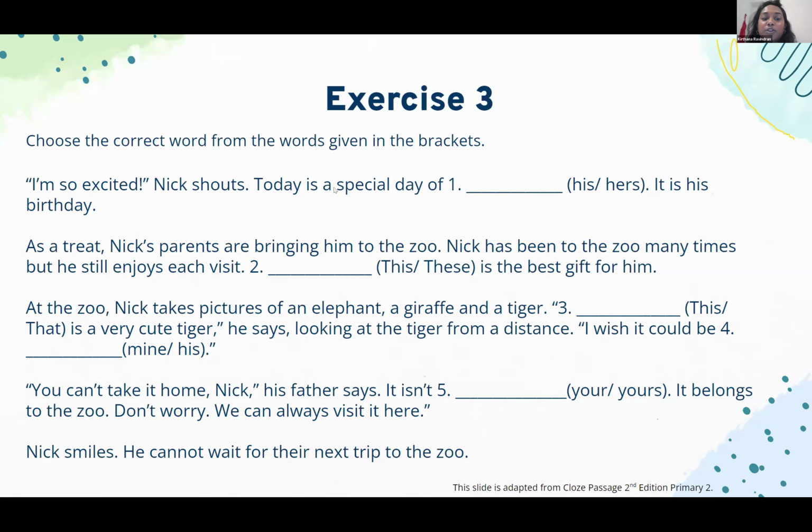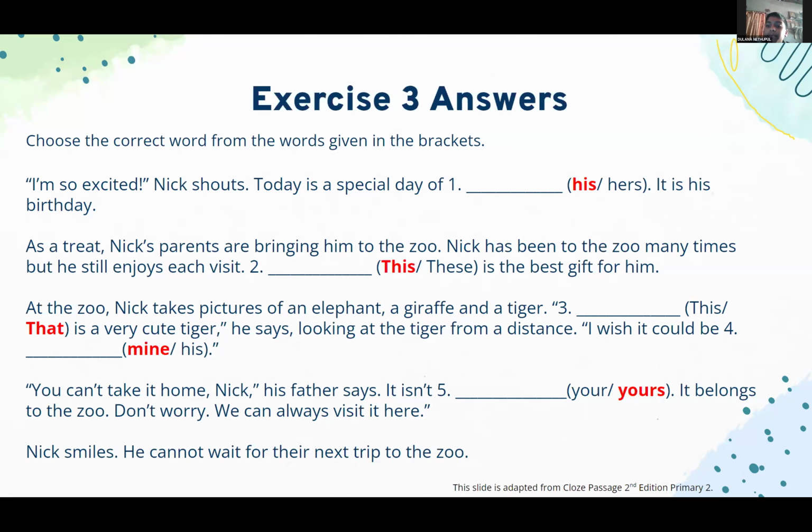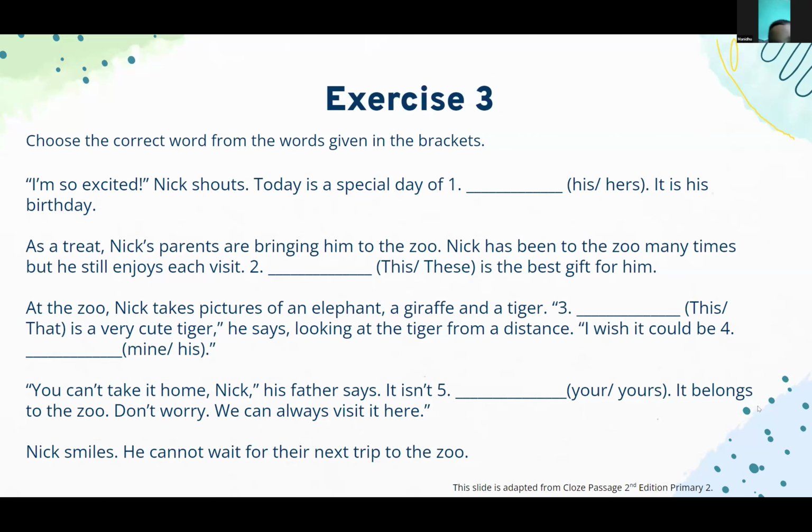Okay, everyone want to try. What do you think the answer for number 2 is? Do you think it's this or these? This. As a treat, Nick's parents are bringing him to the zoo. Nick has been to the zoo many times, but he still enjoys each visit. This is the best gift for him. Yes, very good. This is the best gift for him because we're talking about one singular gift, right? Is that the ticket to the zoo?